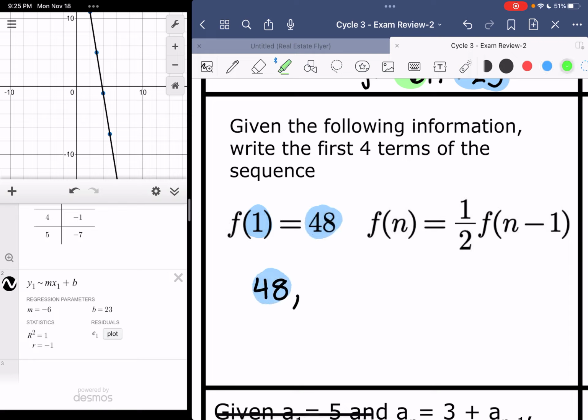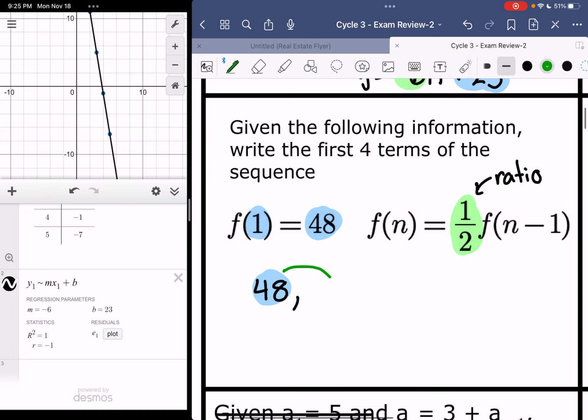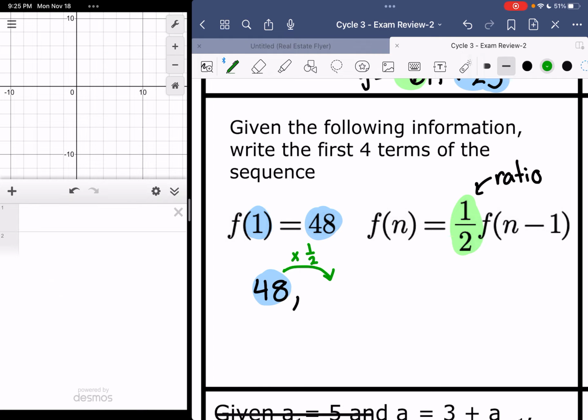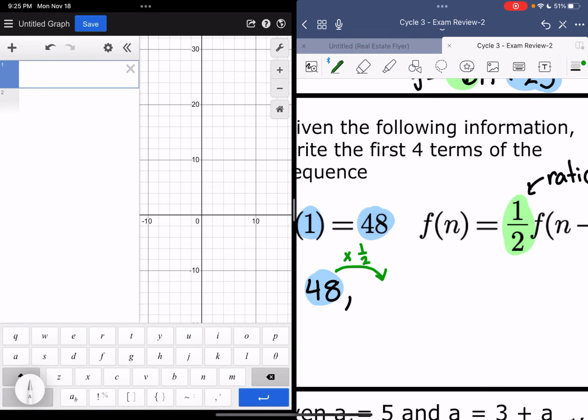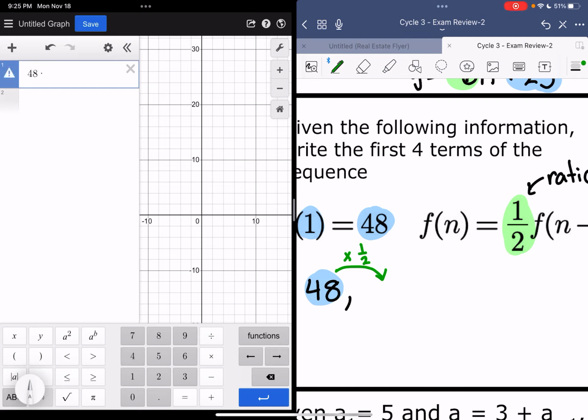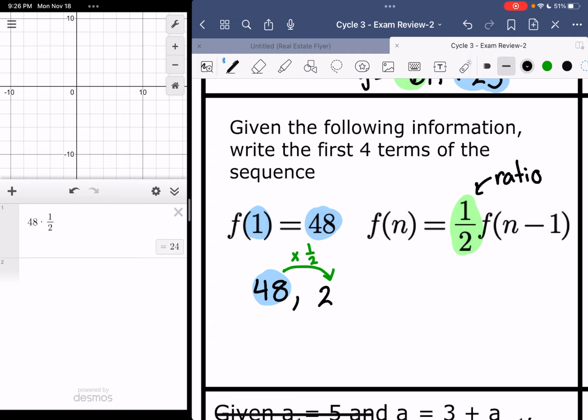Again, term 1 is 48. I have that f of n, so any term, is equal to 1/2 times f of n minus 1, which means the term that came before it. And you can see right here, that is my common ratio. It says that we are multiplying 1/2 times what came before it. So my first term, 48, times my common ratio of 1/2 will give me my next term. I'm just going to use Desmos because it's right here, but you can use a normal calculator. So I have my first term, 48, times 1/2, and that gives me 24. So my second term is 24.